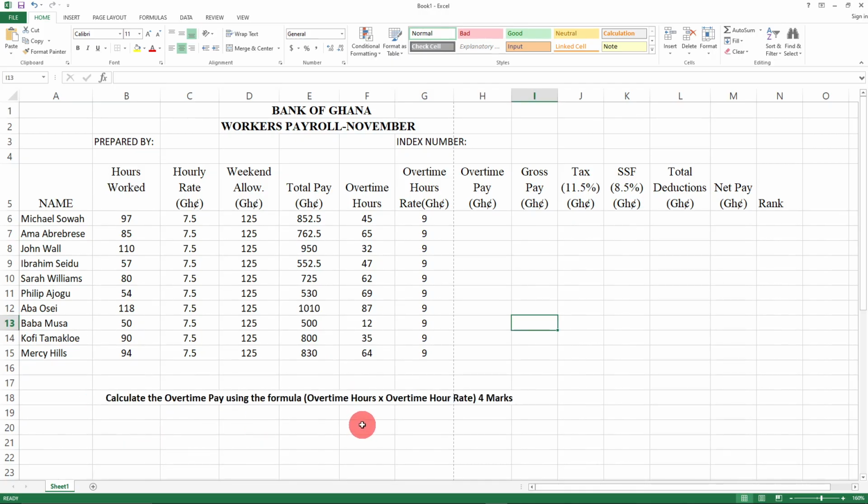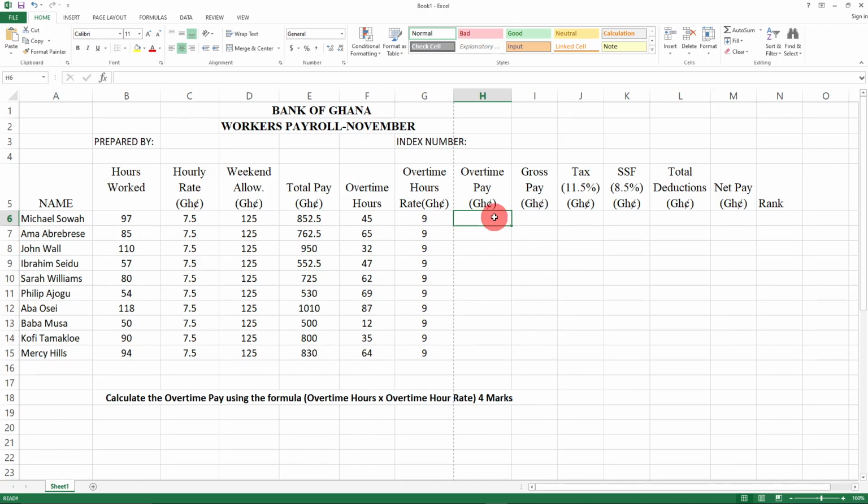Okay, so let's move on to number 4, question 4. Question 4 says calculate the overtime pay using the formula overtime hours times overtime hour rate. So here, overtime hours times overtime hour rate. Okay, so this one is not difficult. So here too we can use the two formulas that we talked about.